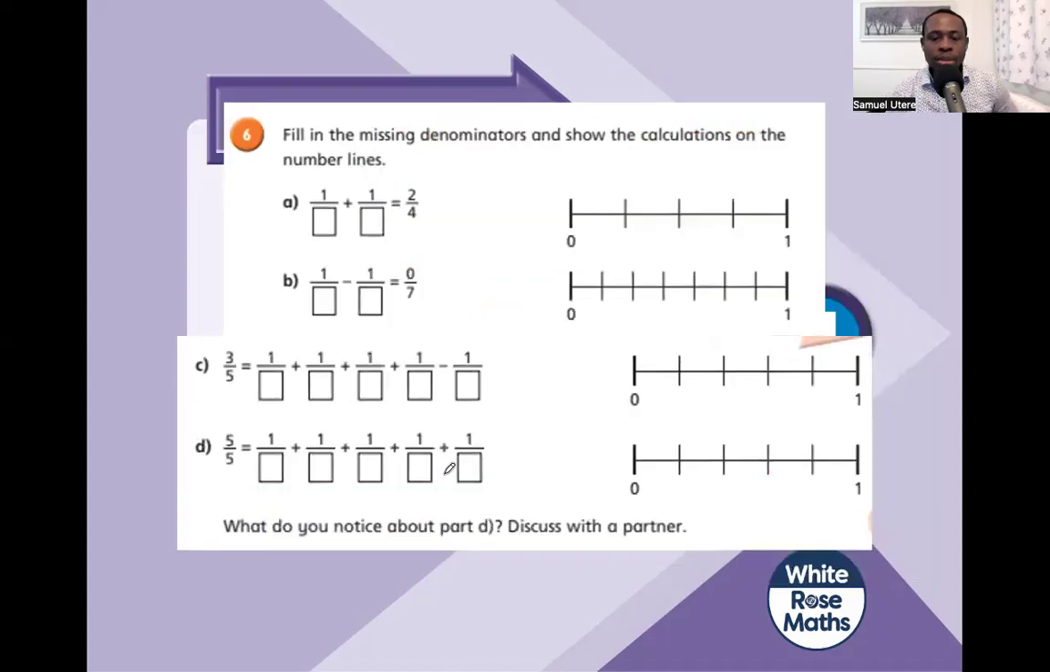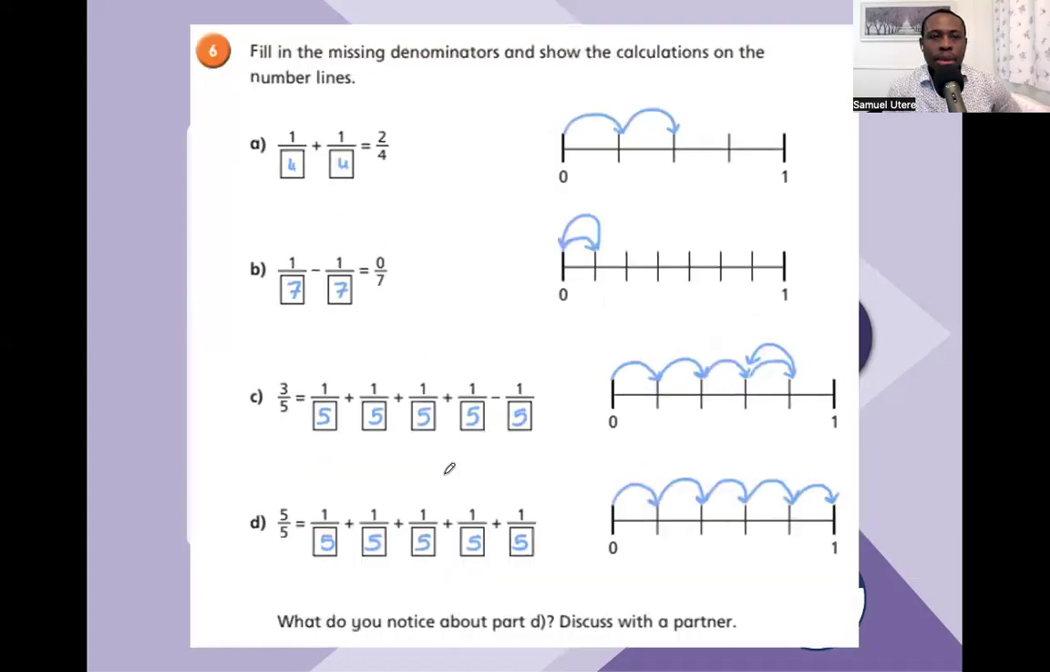Pause the video and answer question 6 in 4 minutes. Assuming you've paused the video and you've answered question 6, here are the answers. Here you're asked to fill in the missing denominators and show the calculations on the number lines. Of course, you can see that we have 2 quarters already as our answer, so we must have quarter at the denominator because they are unit fractions. The denominator is 4. Here we must have 7.